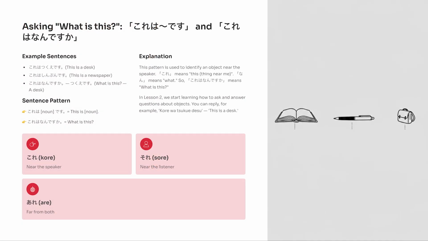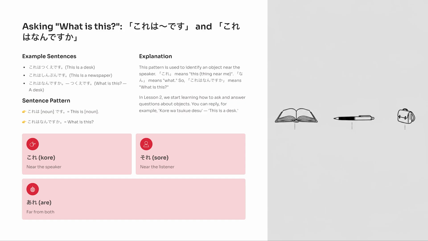これは何ですか? Alright, let's start with something super useful, asking, "What is this?" in Japanese. We use the pattern これは〜です. This is something. For example, これは机です means this is a desk. これは新聞です. This is a newspaper. And if you want to ask, you just say これは何ですか? What is this? Easy, right? Just add 何ですか at the end to turn it into a question.